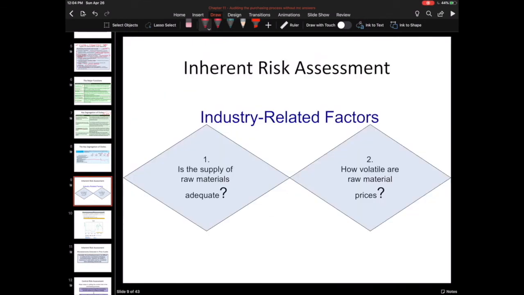So inherent risks in the AP process. Okay, so these two, again, are really interrelated. So we have, is the supply of raw materials adequate? And how volatile are raw material prices? So an example I typically like to use a lot here is oil. Oil usually is something we think of as having relatively low supply, and so demand is high and it can move prices around a lot.